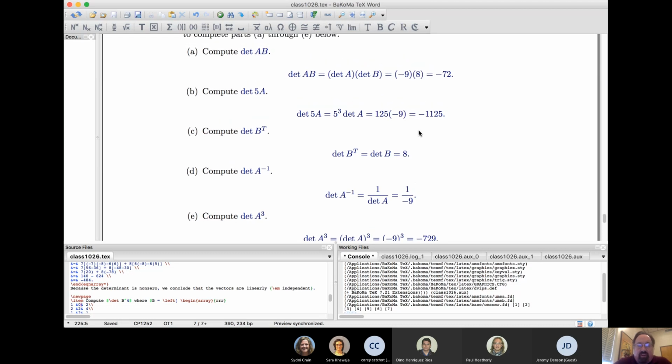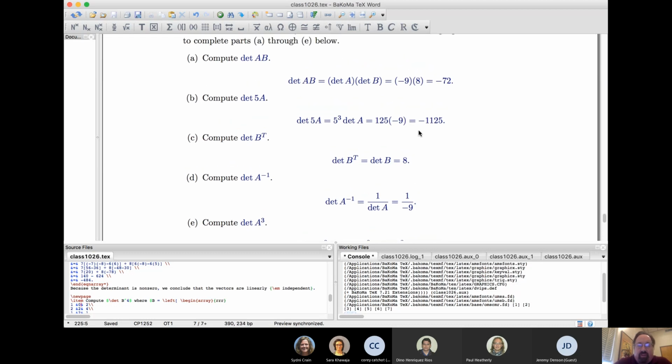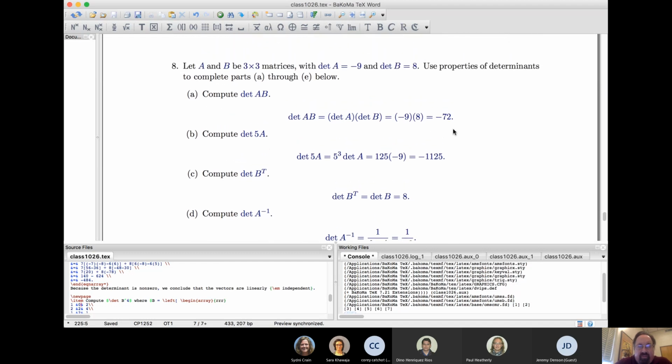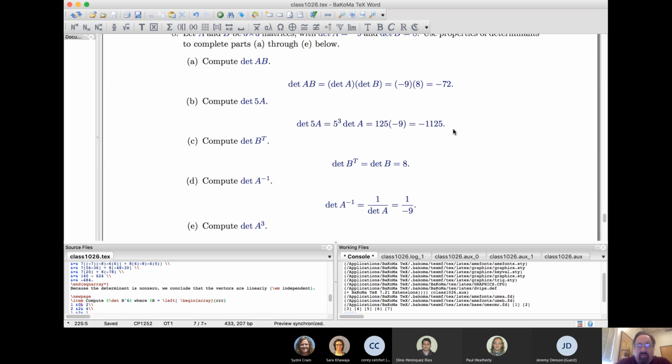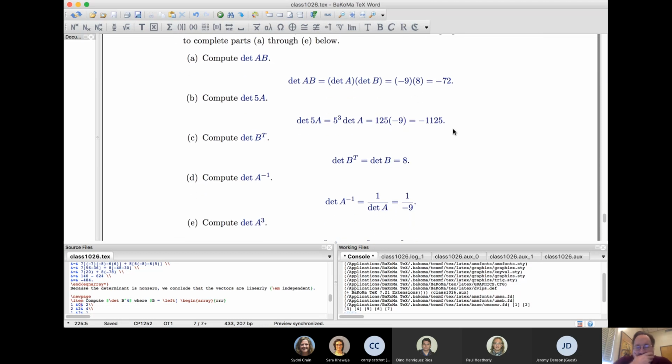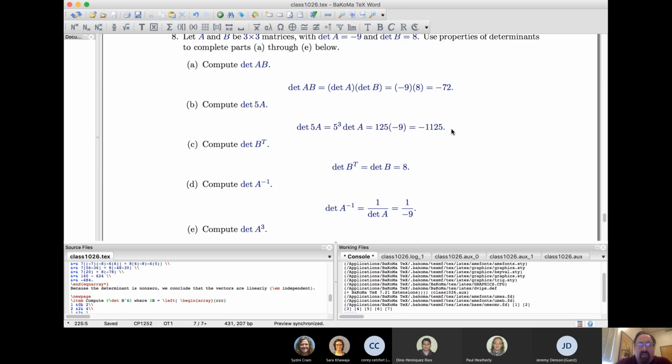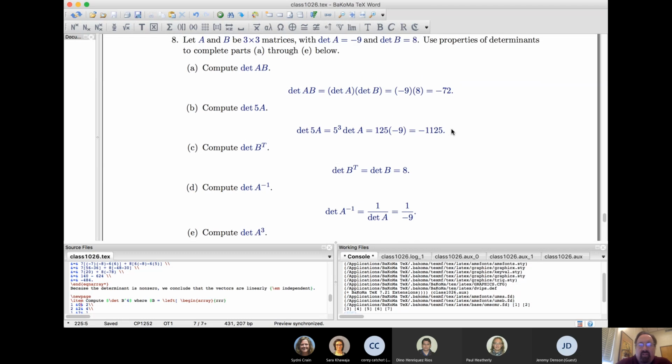All right, so these properties can make determinant computation a whole lot faster in certain cases. Questions about any of these?